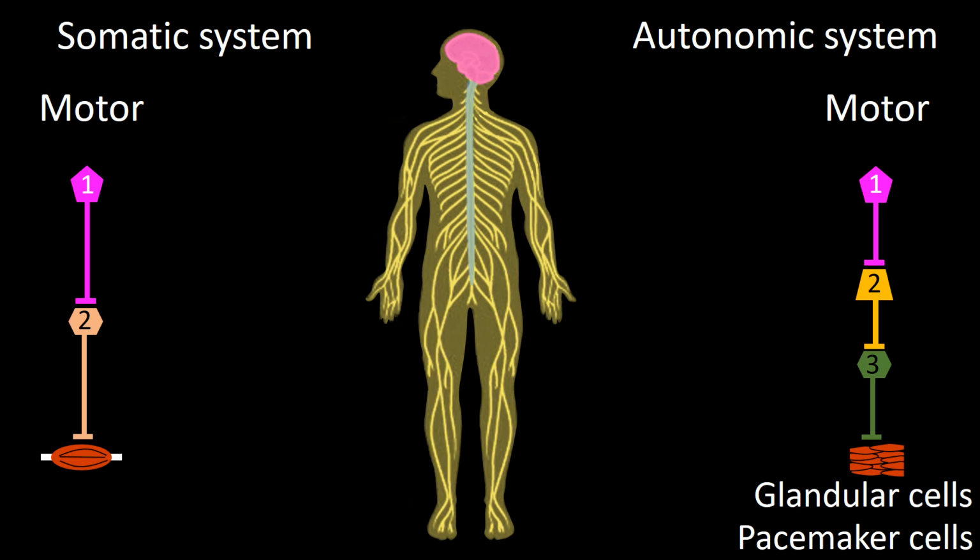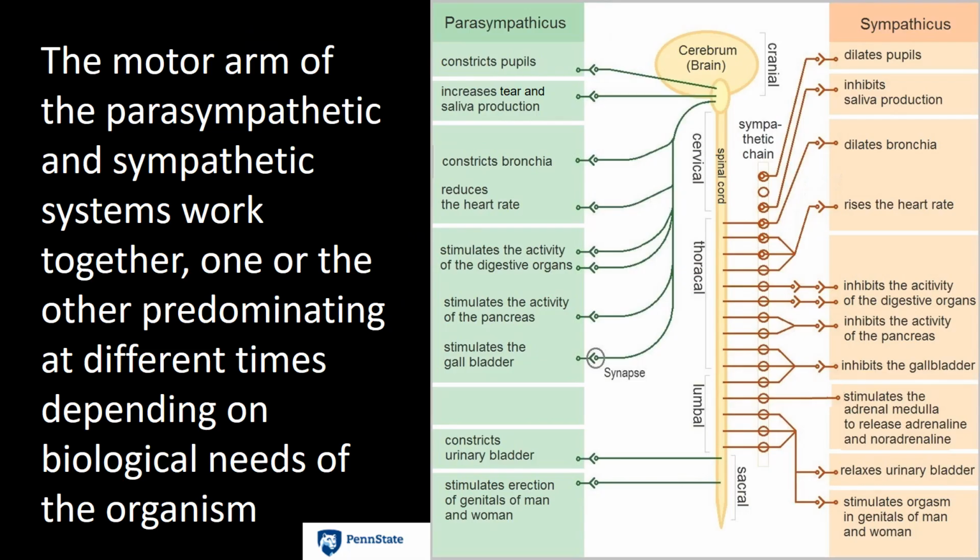The second point I want to bring up relates to the functioning of the sympathetic and parasympathetic systems. As stated in this frame, the motor arms of the parasympathetic and sympathetic system work together, one or the other predominating at different times depending on the biological needs of the organism. Please stop the video again and take a few minutes to read the effects of the parasympathetic and sympathetic systems in the structures listed.